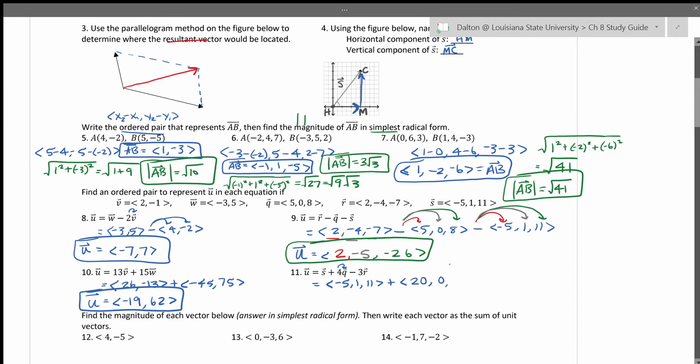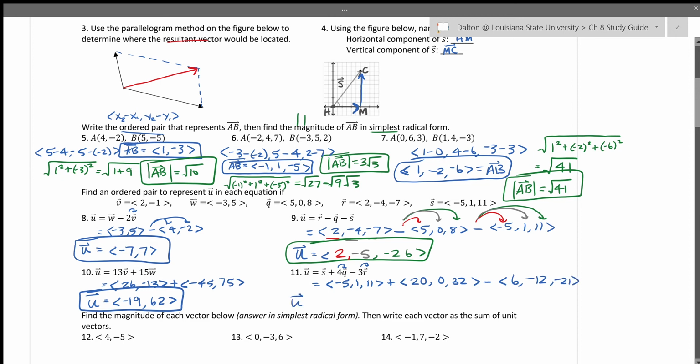I could see some of you making that mistake there and putting a 4 because you added instead of multiplied. But remember, you're multiplying. Anything times 0 is 0. 4 times 8 is 32. Minus, I'm going to distribute just the 3 to vector r. So 3 times 2 is 6, 3 times -4 is -12, and 3 times -7 is -21.